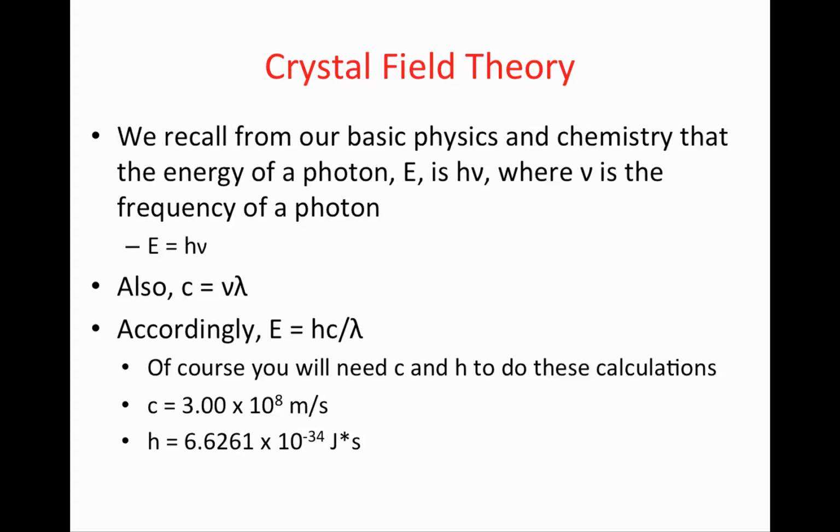Now, we also recall from our basic physics and chemistry that the energy of a photon is h nu. So E equals h nu. We remember that nu is the frequency of the photon, and h is Planck's constant. We also know that c equals nu lambda, so c is the speed of light. The speed of light is equal to the frequency times the wavelength. And so I can do just a little substitution. I can solve for nu, and then I can stick c over lambda in here, and this means that the energy of a photon is Planck's constant times the speed of light divided by the wavelength of light.